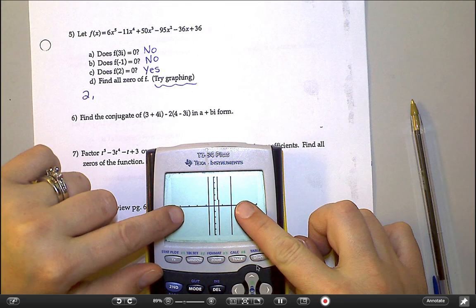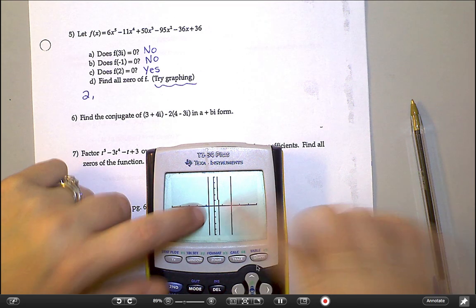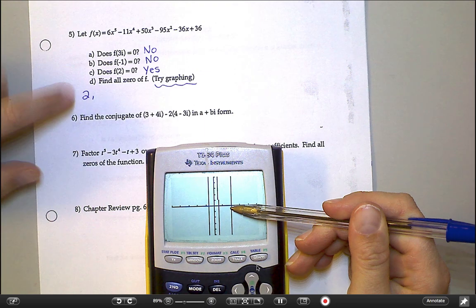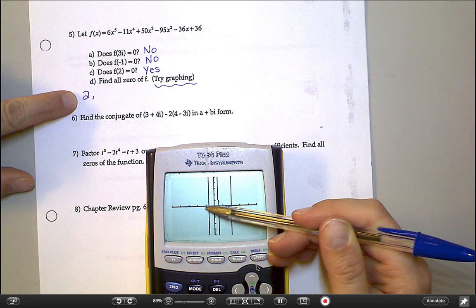But we're back to looking at this graph, right? And I'm trying to figure out what are these roots that I can't see. I know that my 2 that I found a second ago is right there, or right there. But I need to find these 2.